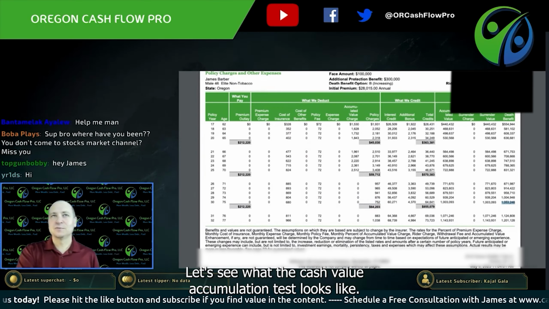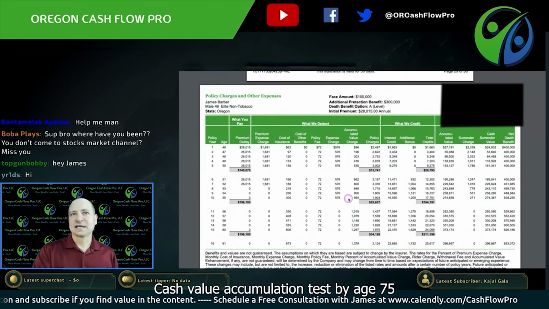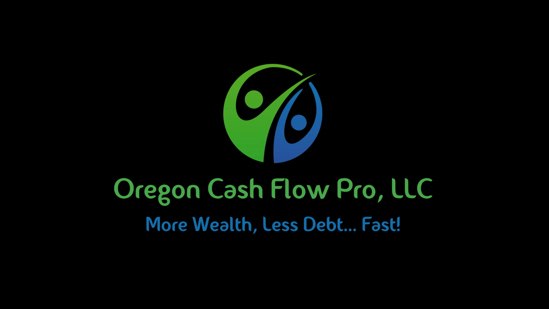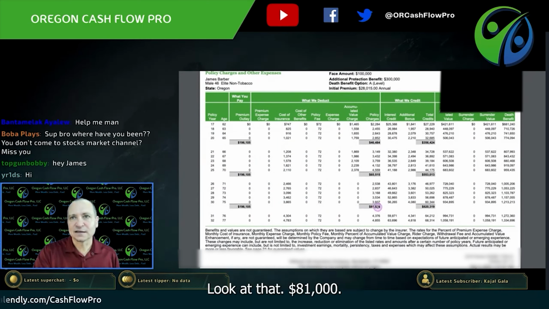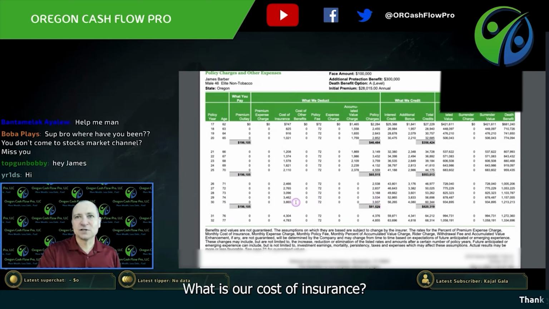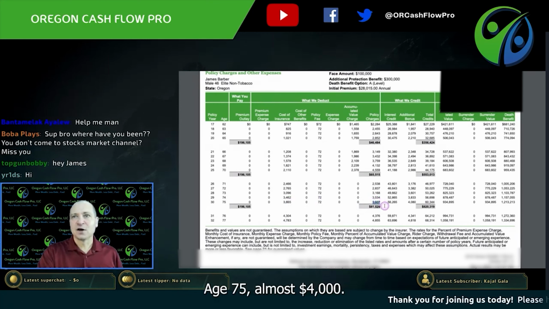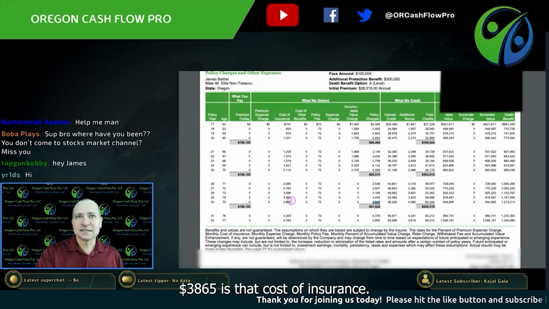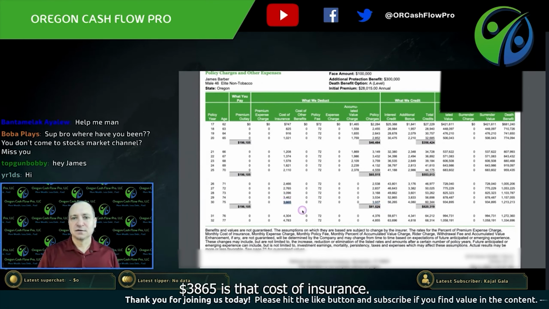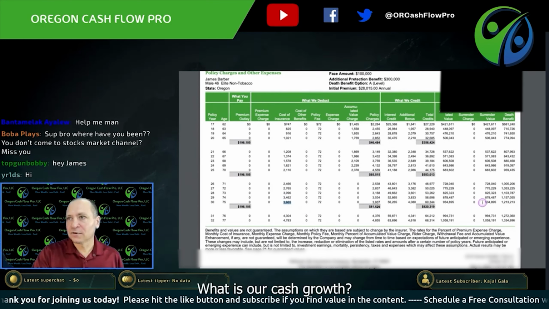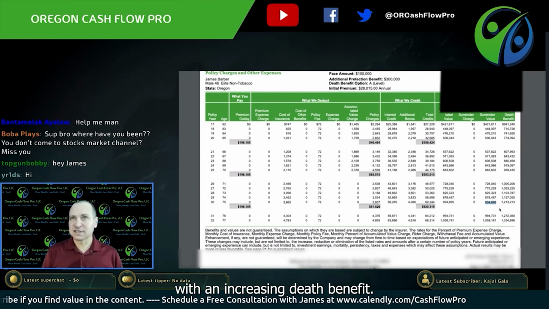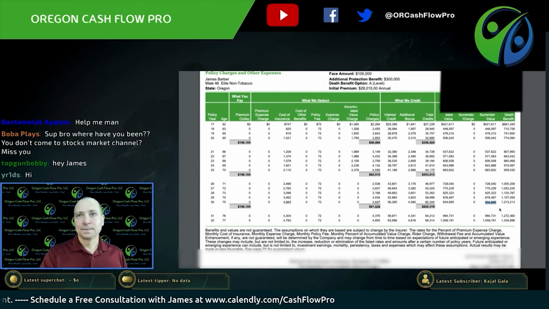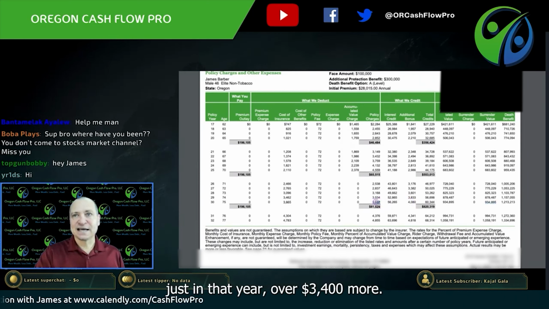Let's see what the cash value accumulation test looks like. Cash value accumulation test by age 75. This is a level death benefit, $81,000 in expenses. Look at that, $81,000. What is our cost of insurance? Look at our total cost that year at age 75, almost $4,000. $3,865 is that cost of insurance. What is our cash growth? $934,000. This is $70,000 less than the guideline premium design with an increasing death benefit. Our expenses just in that year, over $3,400 more.